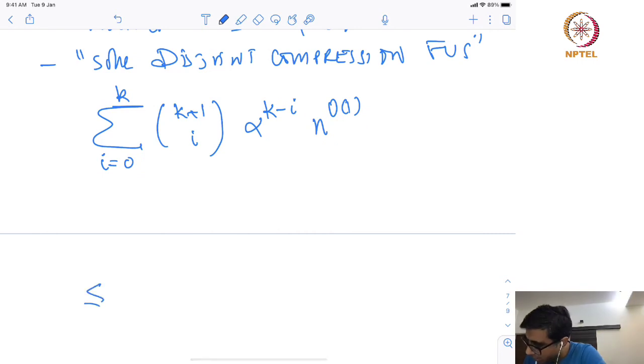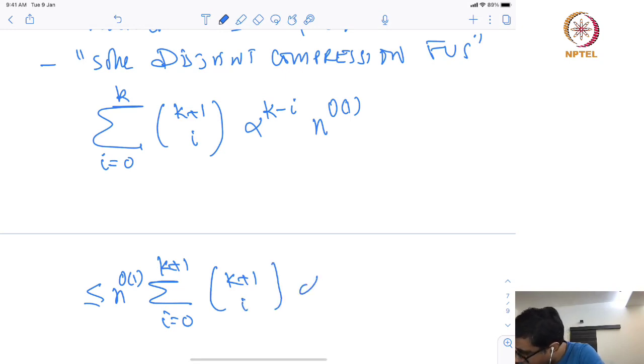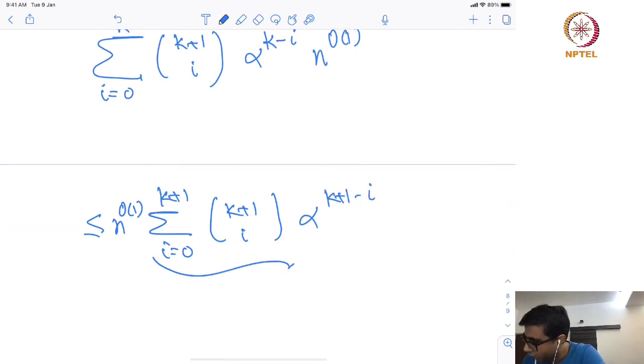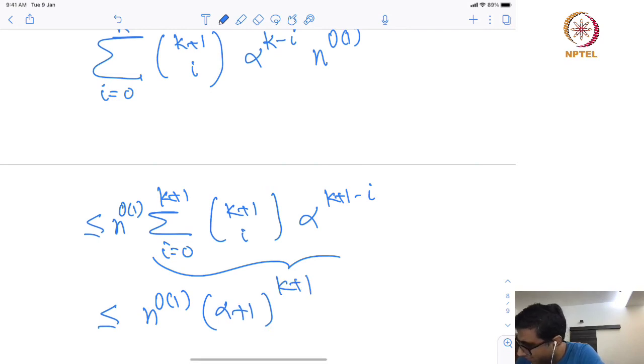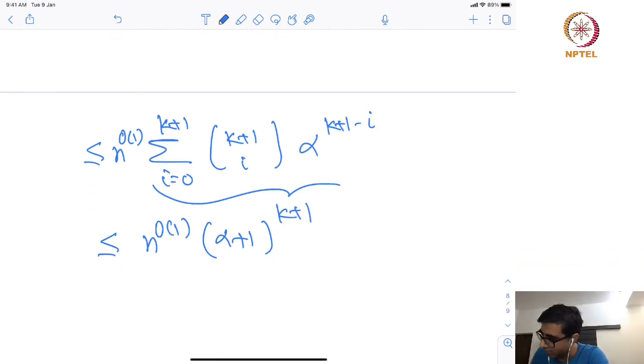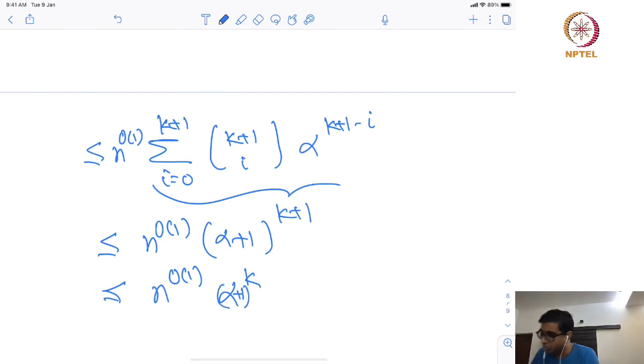But what is this? Let's see. This is upper bounded by the summation, taking n to the power big O of 1 out, of i equal to 0 to k plus 1, k plus 1 choose i, alpha to the power k plus 1 minus i. If you apply the binomial coefficient, this is n to the power big O of 1 times alpha plus 1 to the power k plus 1. If alpha is a fixed constant, we can say this is n to the power big O of 1 times alpha plus 1 to the power k.